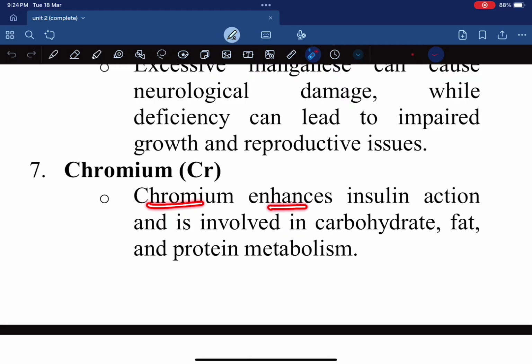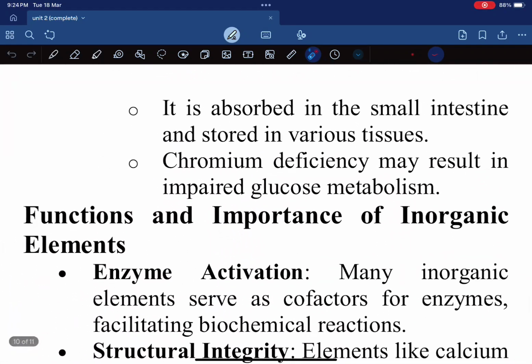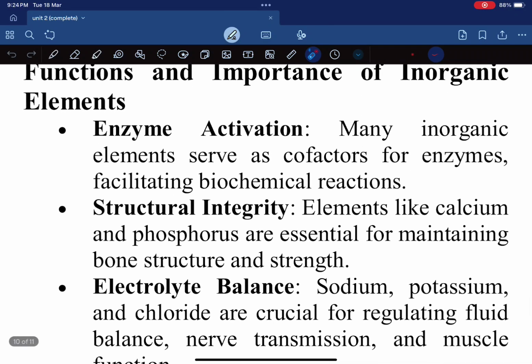Seventh, chromium. Chromium enhances insulin action and is involved in carbohydrate, fat, and protein metabolism. It is absorbed in the small intestine and stored in various tissues. Chromium deficiency may result in impaired glucose metabolism.